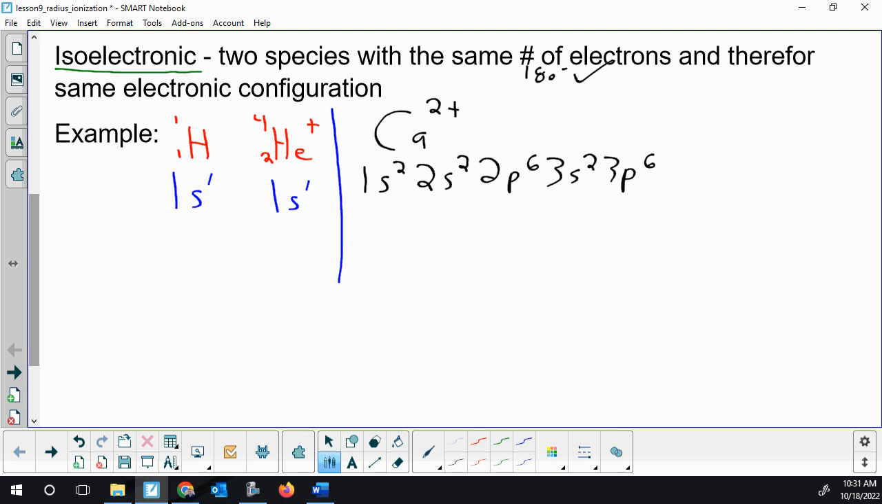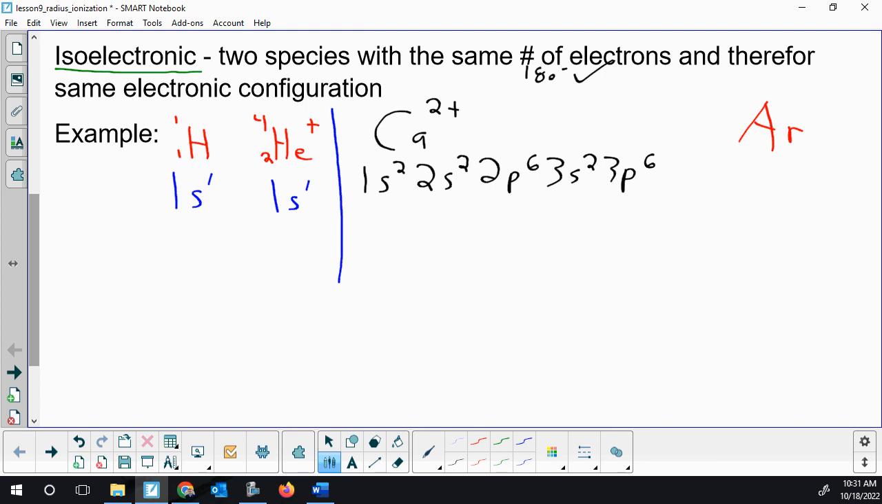So now what else would have 18 electrons? Well, the most obvious would be something neutral with atomic number 18. So argon, when it's neutral and has 18 protons and has all 18 electrons, would be isoelectronic with it. But there's some other charged species that also have 18.